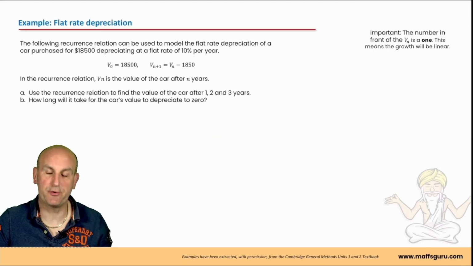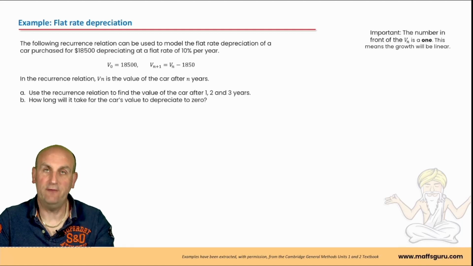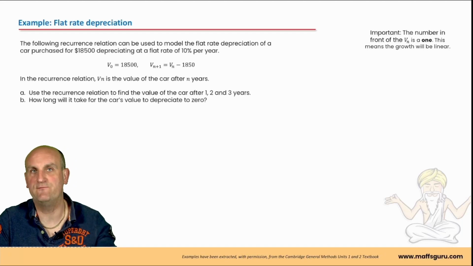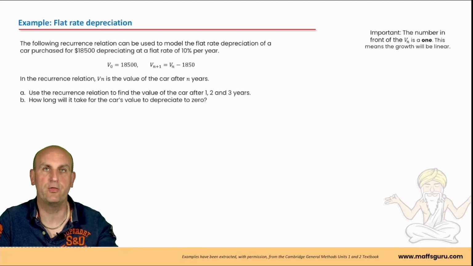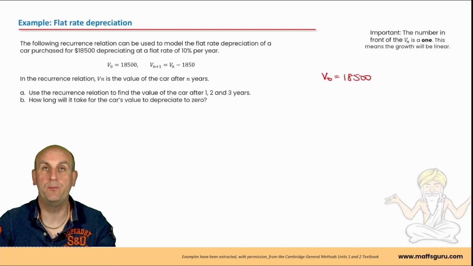Right, flat rate depreciation. Again, these are all terms that you should write in your summary book. Flat rate depreciation is where something reduces by the same amount every single year or month or period, okay? And again, we notice here, we've got a recurrence relationship. V0 is 18,500. That's my opening amount.